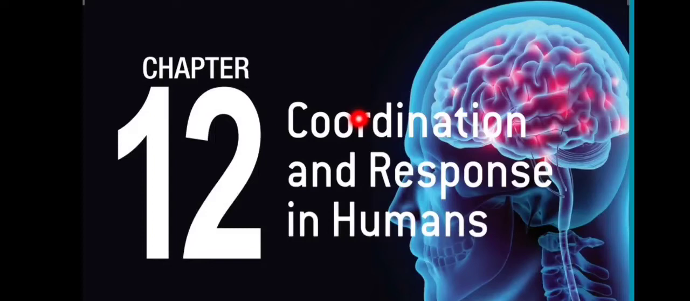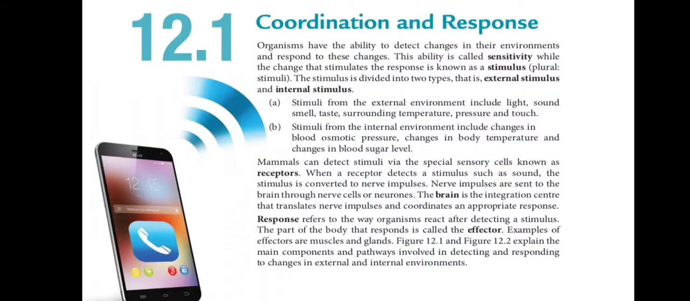This is Biology Form 4, new chapter, Chapter 12, Coordination and Response in Humans. So, 12.1, Coordination and Response. Here, you need to know what is the meaning of coordination, what is the meaning of response. So, there are some terms that you should understand in this chapter.